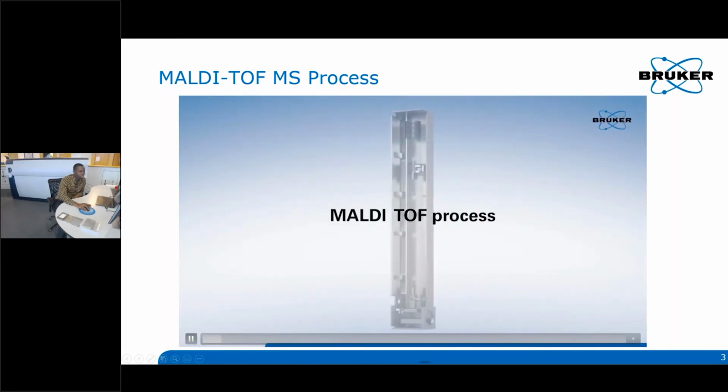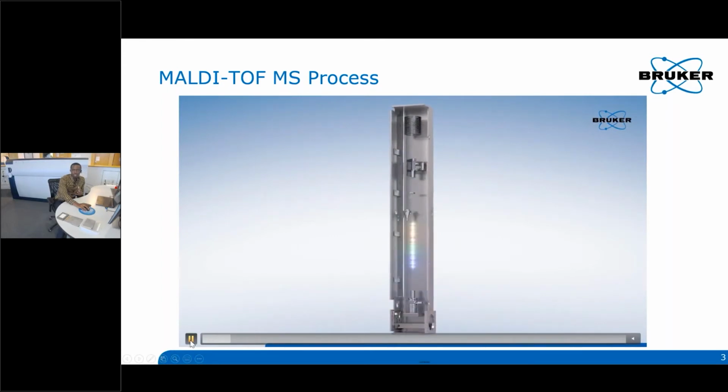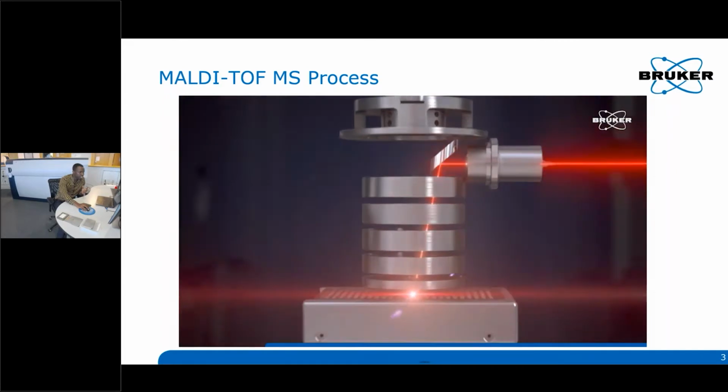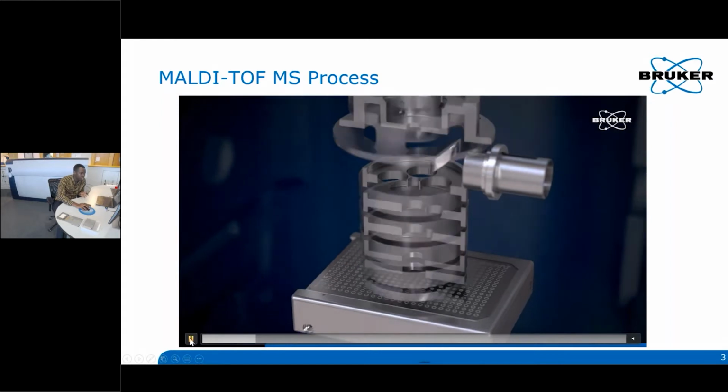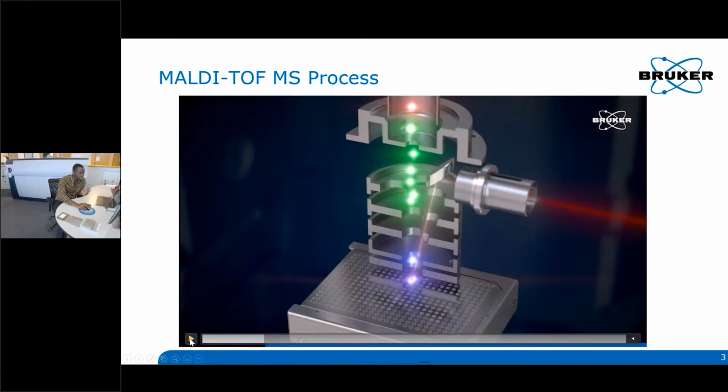The Moldy ToF process is a two-step process. The first is the Moldy part, matrix-assisted laser desorption ionization. It's an ionization step that happens after you insert the sample into the instrument, which I'm going to show you is very easy on the next few slides.